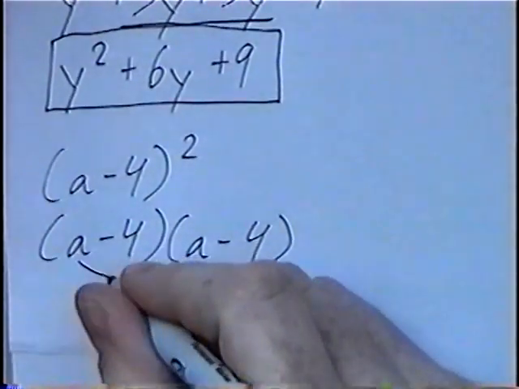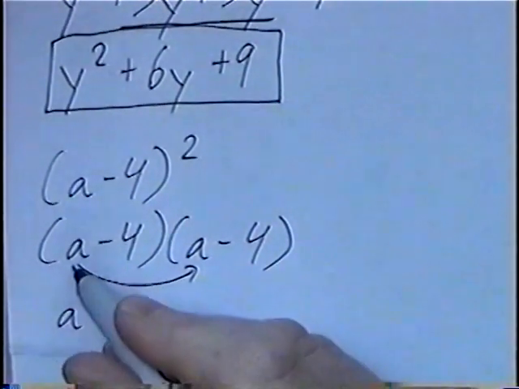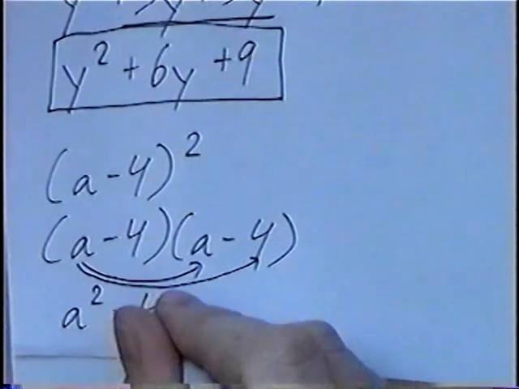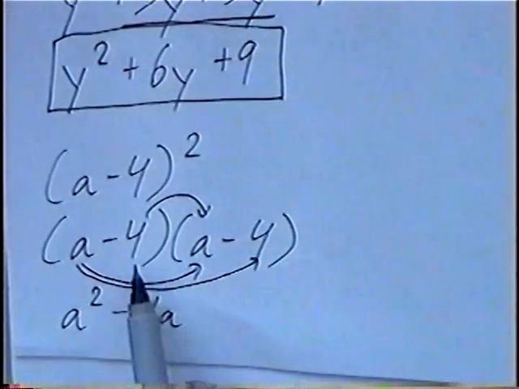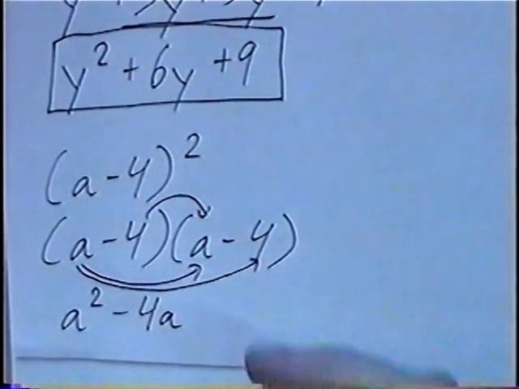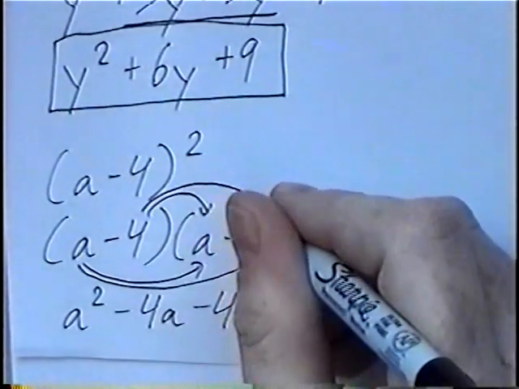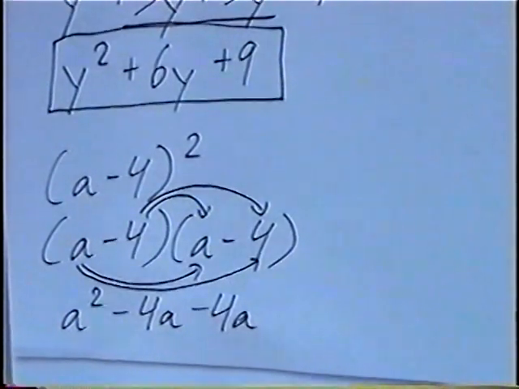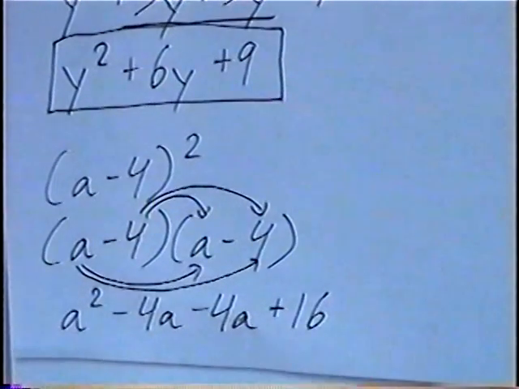Multiplying the first terms again, a times a would be a to the second power. Multiplying the left side times the right side, or outside terms, a times a negative 4 would be negative 4a. Multiplying the inside terms, or the middle numbers, negative 4 times a would be negative 4a. And multiplying the last numbers, negative 4 times negative 4. Negative times negative would be positive, and 4 times 4 would be 16.